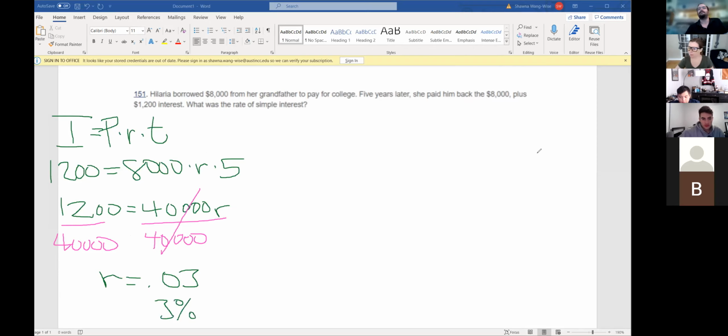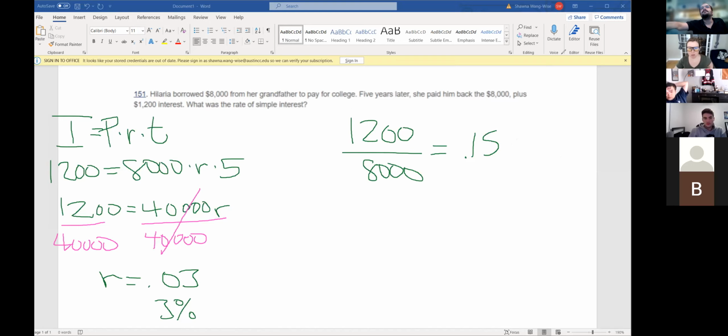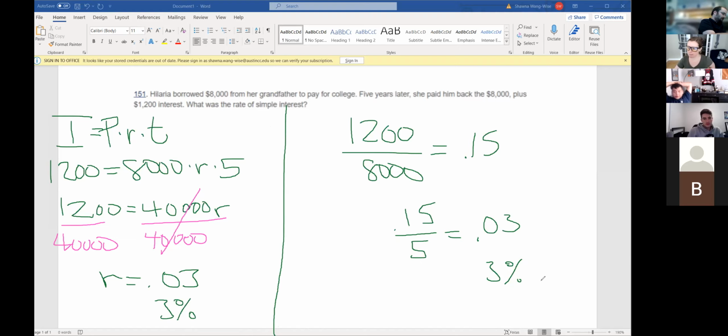Okay. Did anyone do it a different way? I did it different, but completely wrong. Oh, okay. Someone else was also saying they did it differently? I put 1,200 over 8,000, and that equals 0.15, which is equal to 15%. And then you divide that by 5 and you get 3%. Oh, that's interesting. So you got 15%, but that's for the whole 5 years. So afterwards you took the 0.15 and divided that by 5 because you have to split it up. Yes. Oh, cool. I like that too. That's pretty cool. So 2 different ways to do it.